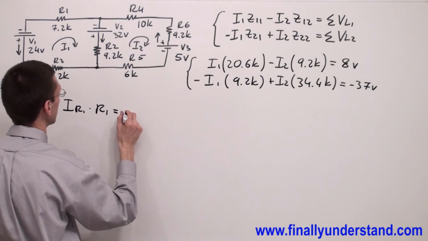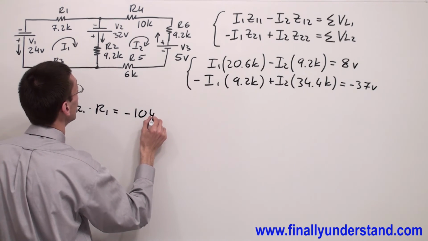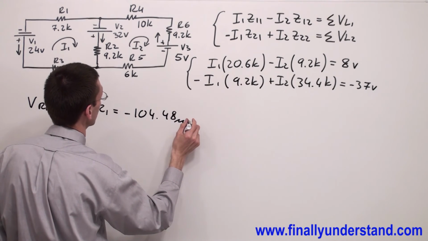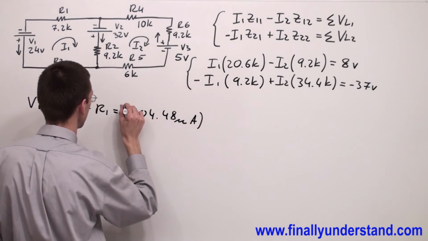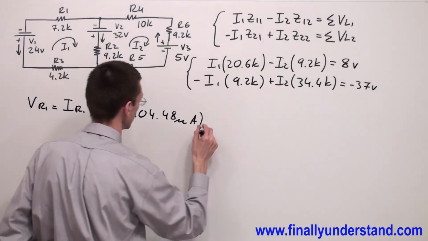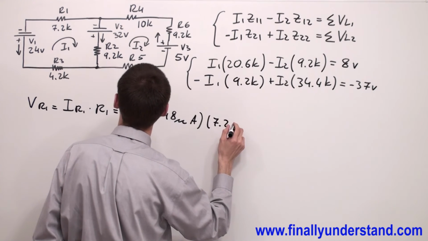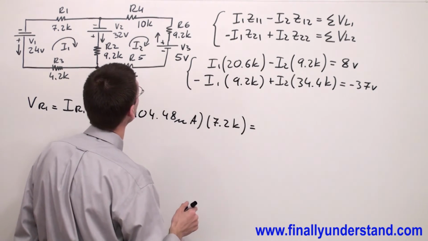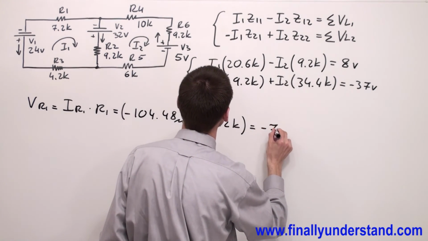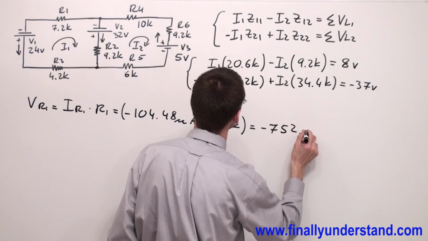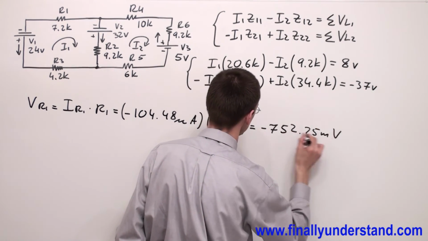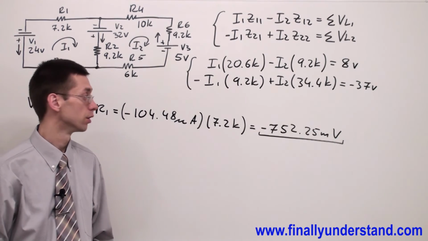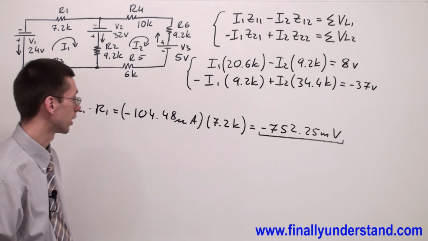I1 is equal to negative 104.48 microamps times R1, which is equal to 7.2 kilo. This is equal to negative 752.25 millivolts. This is the voltage across my resistor R1.